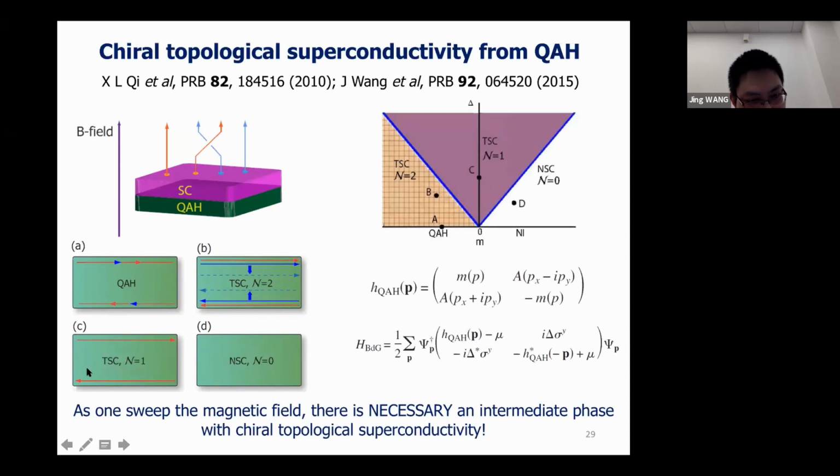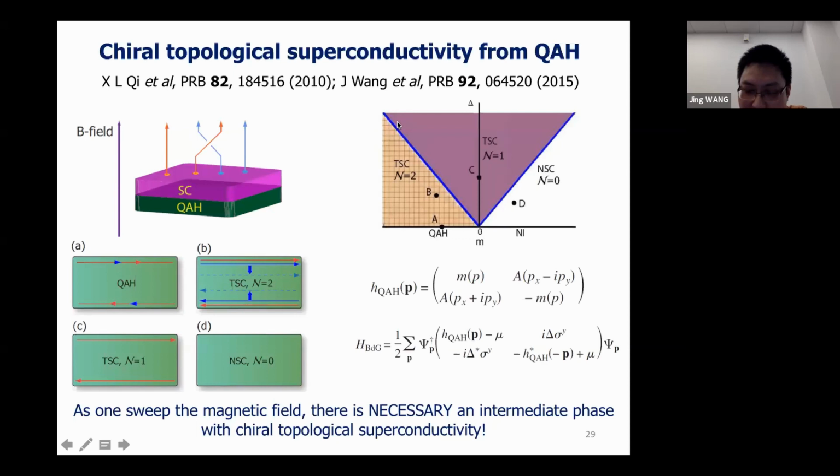But in between, you always get this odd Chern number chiral topological superconductor, which always has an odd number of chiral Majorana fermions. So this chiral Majorana fermion is an intermediate phase when you sweep the external magnetic field, when you attach a quantum anomalous Hall insulator with an S-wave superconductor. By changing the external magnetic field, the quantum anomalous Hall insulator goes through the transition to a normal insulator, but with finite superconducting proximity, you always get this chiral topological superconductor with a single chiral Majorana fermion. And a single chiral Majorana fermion has very similar properties to a single Majorana zero mode in the vortex core. It can also do the same thing, braiding and Hadamard gate. So that's what we would like to explore from these intrinsic magnetic topological insulating 2D materials.